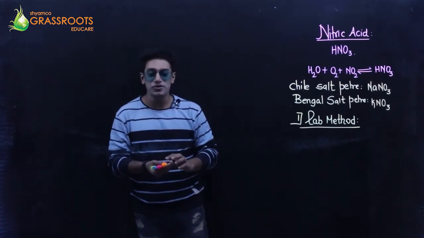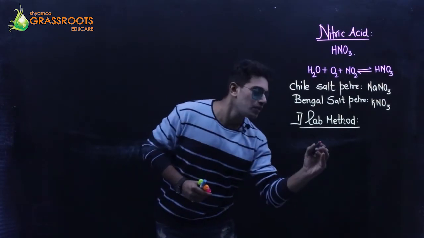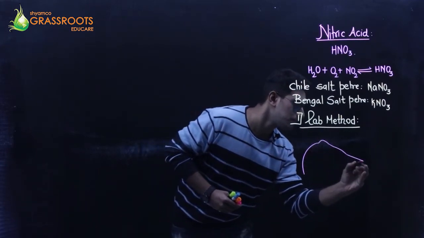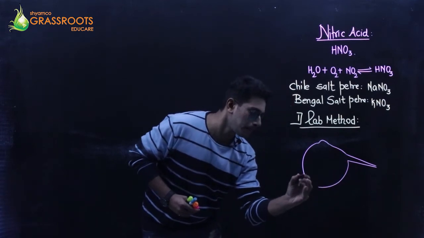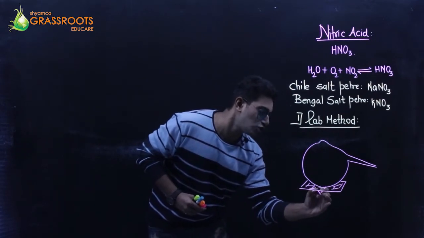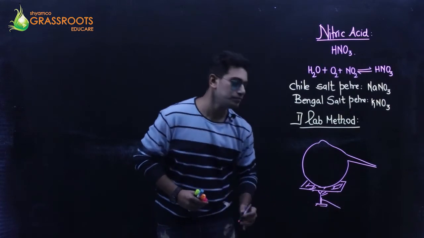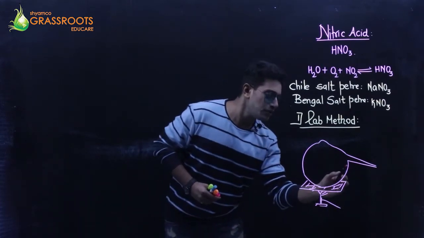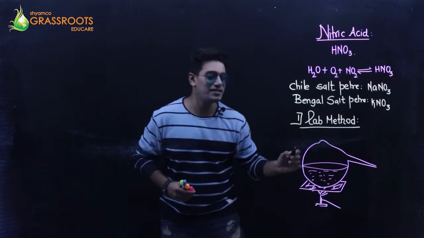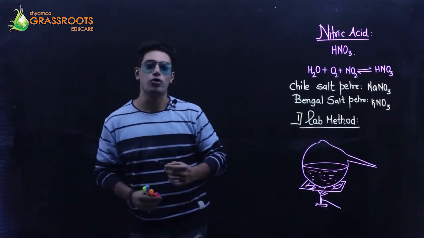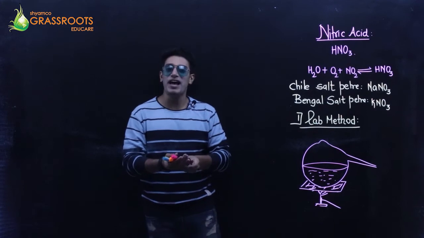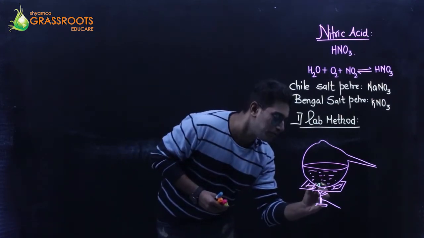Lab method, if you observe the diagram, it looks something like this. A lid which is made up of glass, a retort stand, a mesh wire, a flame. In this, we have a liquid and that is an acid, conc H2SO4, which is a reactant. And we have either of these salts. Either we have NaNO3 or we have KNO3.